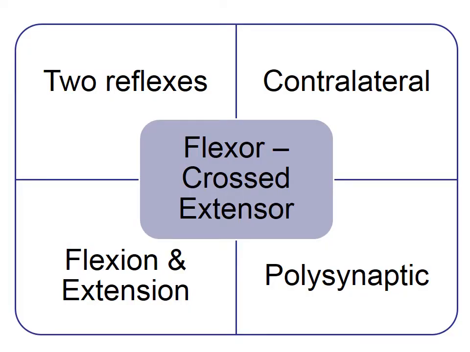This reflex is actually 2 that occur together. These are contralateral and polysynaptic. The result is flexion and extension of your arm or leg.